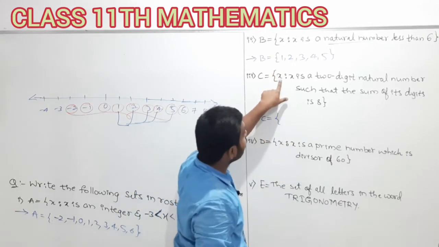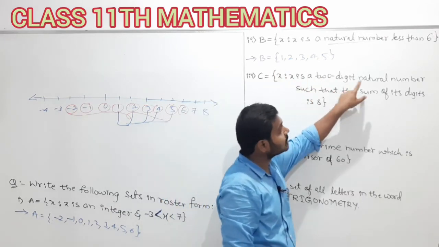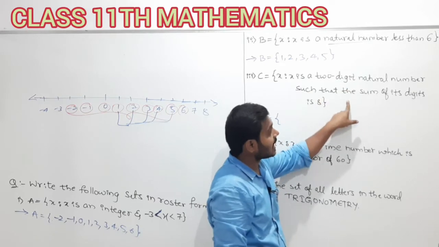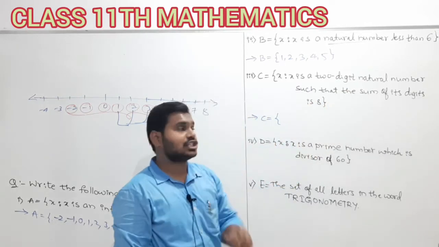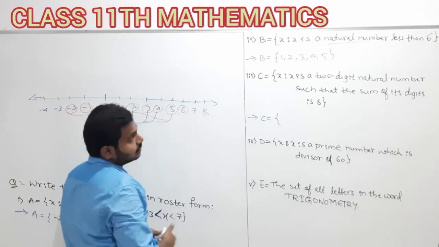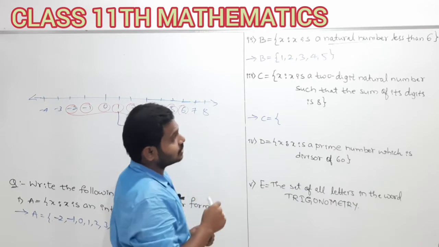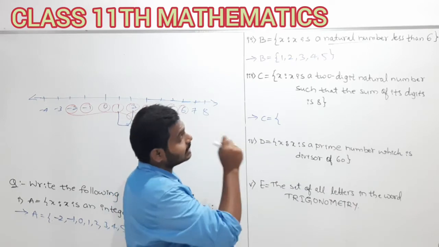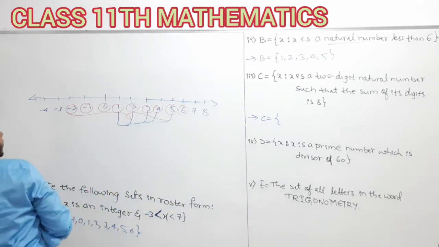It is the collection of all elements x such that x is a 2-digit natural number, such that the sum of its digits is 8. It means, my dear students, we should take the 2-digit natural numbers whose sum must be 8. Such natural numbers we should take.